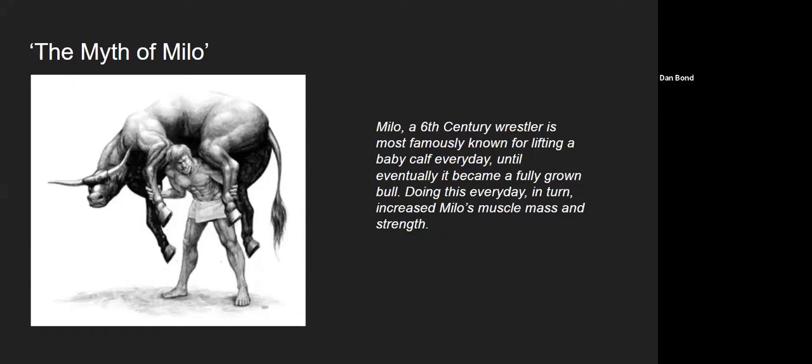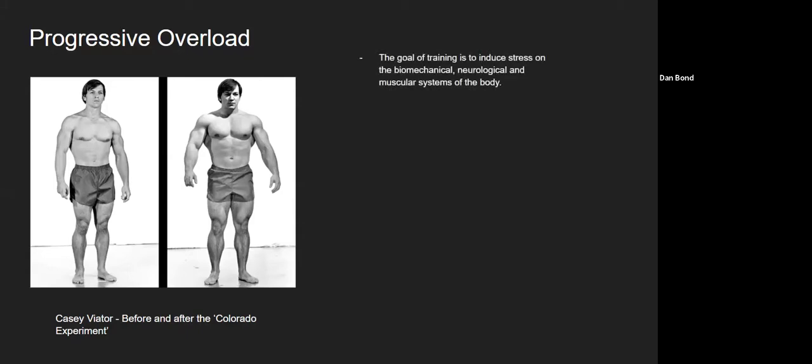That's a nice myth to get a picture of what strength training is about. But what this shows you is one of our first principles, which is progressive overload. This is what it looks like in real life. This is Casey Viator, a bodybuilder from the 1970s, before and after the Colorado experiment. The fundamental goal of training is to induce stress on the biomechanical, neurological, and muscular systems of the body.